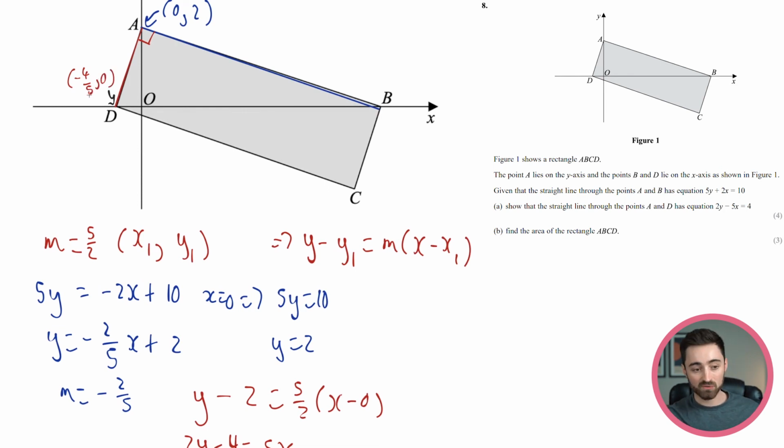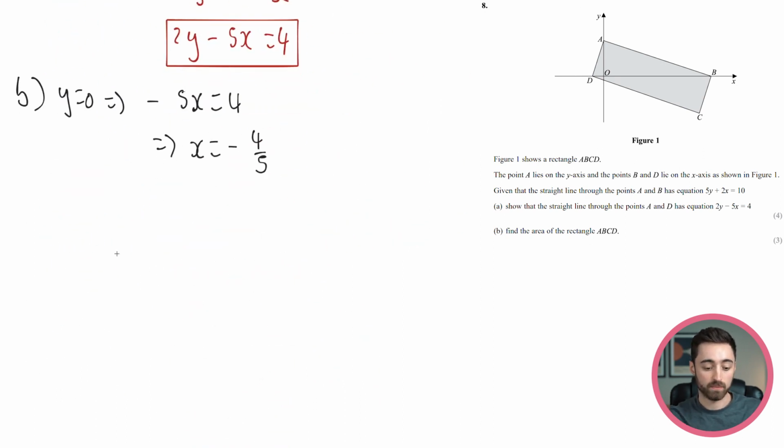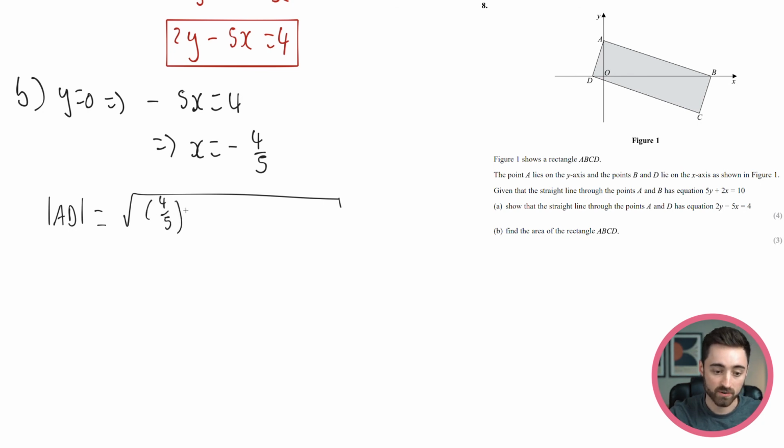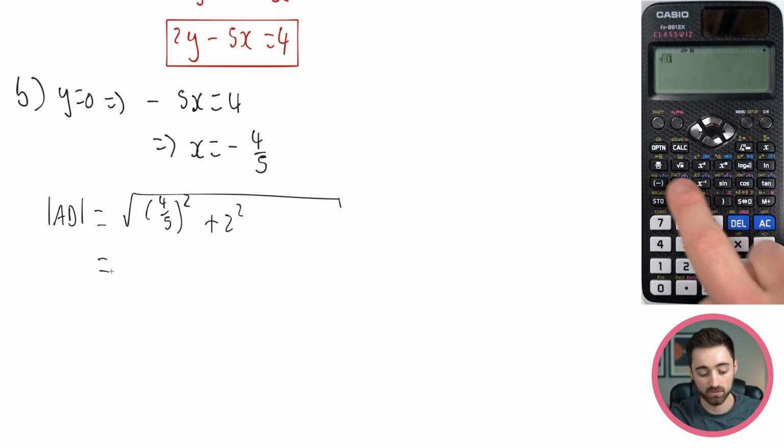Okay, so I've got minus 4/5, 0, and 0, 2. Basically, if I draw a right angle triangle here, I can use Pythagoras to get the length of AD. So let's do that down here. It's basically the difference between the x-coordinates squared plus the difference between the y-coordinates squared. The x-coordinates are minus 4/5 and 0, so the difference is 4/5. So it's going to be 4/5 squared plus, and then the y-coordinates are 0 and 2, so plus 2 squared. Straight to your calculator, that's going to get you the following.